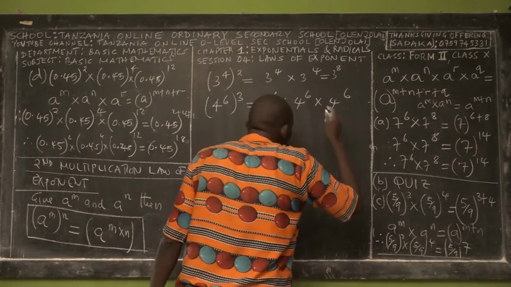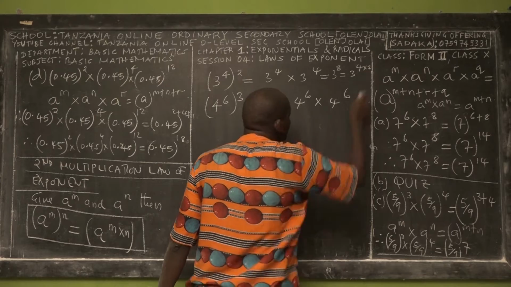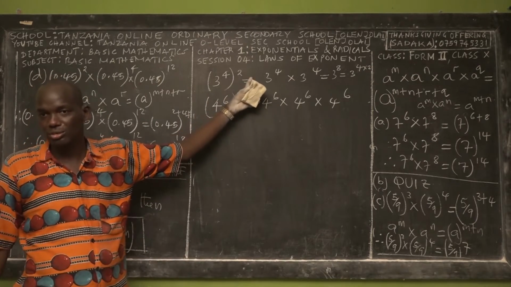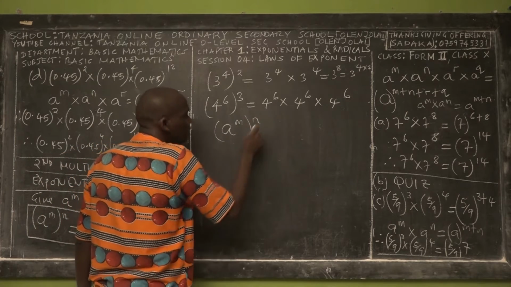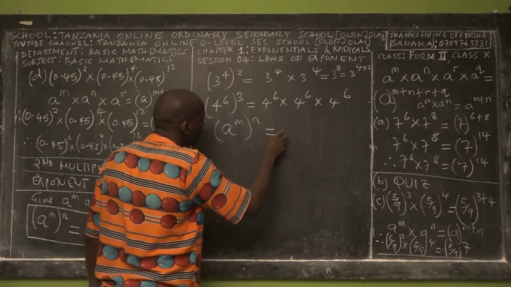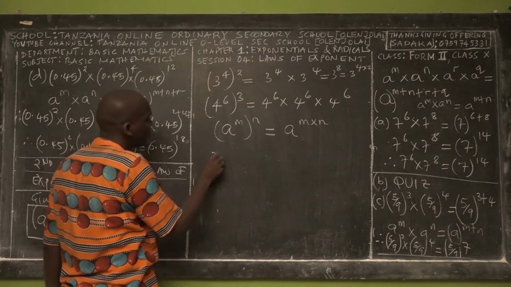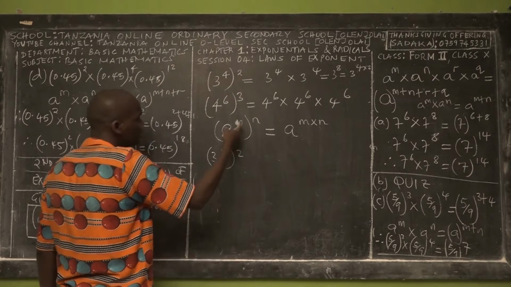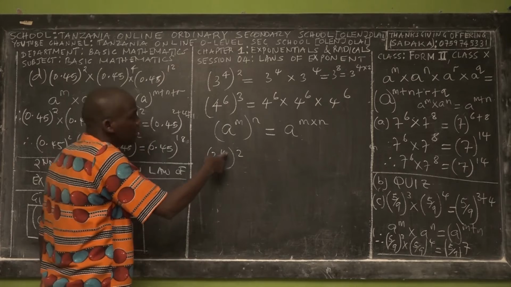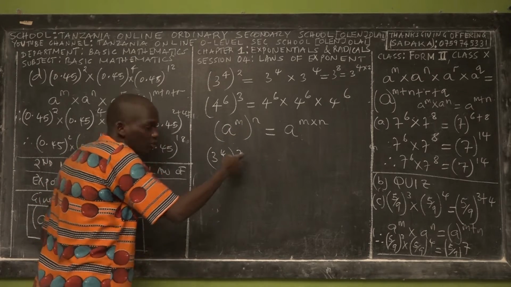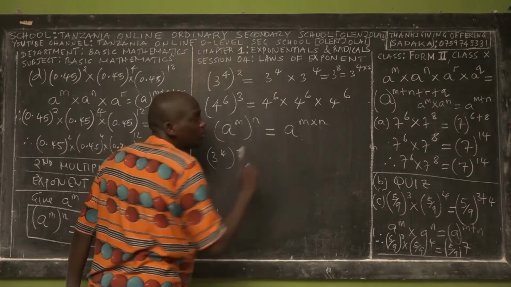But according to the new law, which I told you right now, we take 3 power 4 times 2. What does it mean? The new law I told you is a power m raised to power n, which is equal to a power m times n. If I take 3 power 4 and then 2, it means a is equal to 3, m is equal to 4, and n is equal to 2. So if you write in the expanded form, and apply the multiplication law, you'll get 3 power 8.